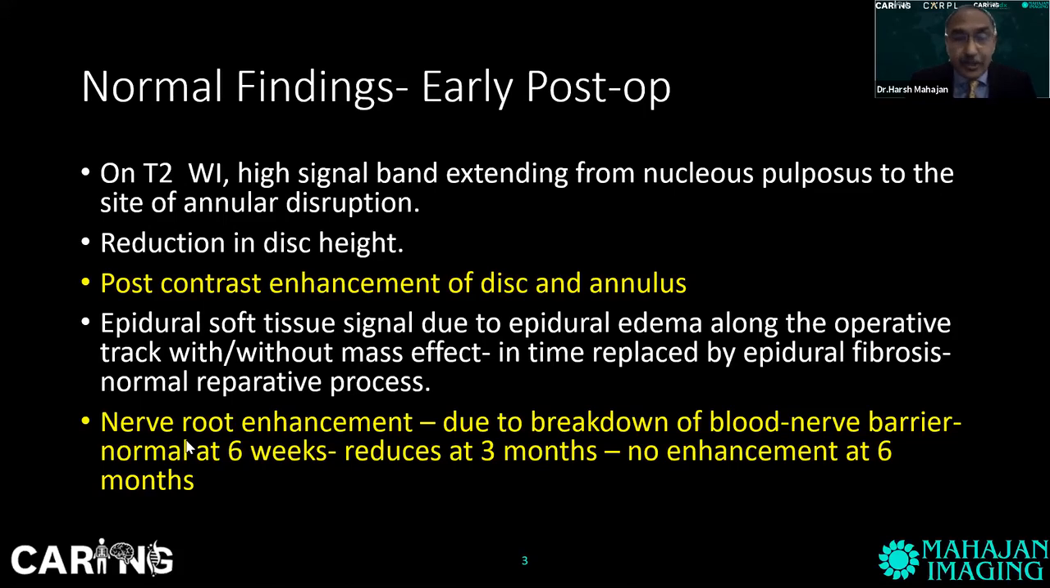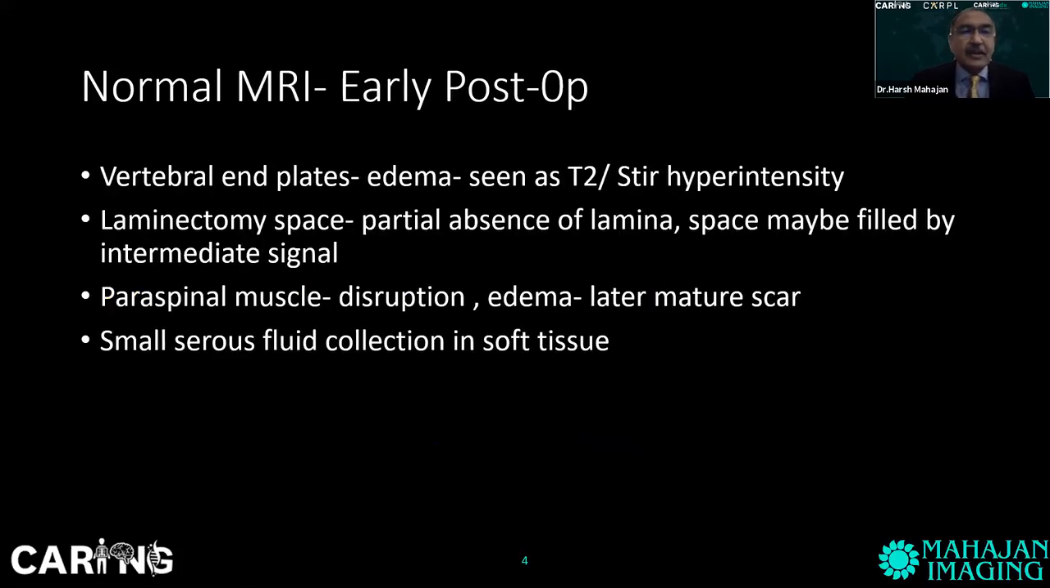There is also nerve root enhancement, which is due to breakdown of the blood-nerve barrier, normal at 6 weeks, reduces at 3 months, and usually you'll find no enhancement at 6 months. Early post-op, if we look at the vertebral end plates, edema may still be seen as STIR hyperintensity. In the laminectomy, apart from absence of the lamina, the space may be filled by intermediate signal. In the paraspinal muscles, there's disruption and edema and later mature scar, and you may have small serous fluid collections in the soft tissues.